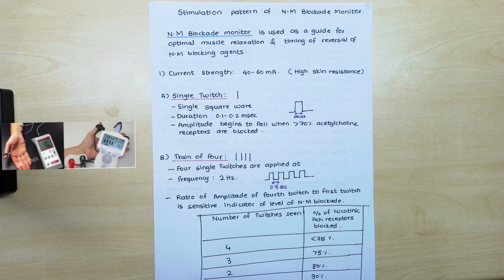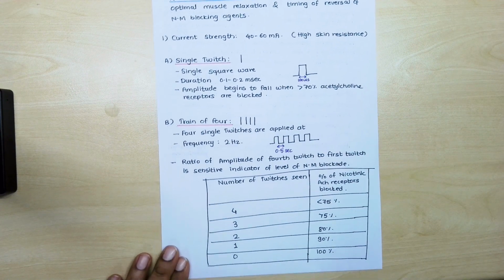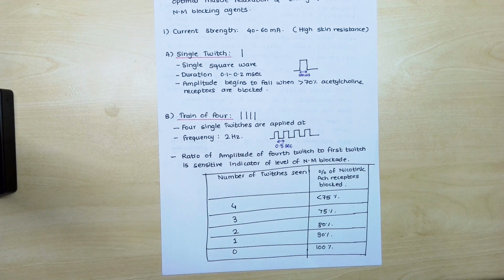Train of 4. 4 single twitches are applied at a frequency of 2 Hz. That means 4 twitches are applied at an interval of 0.5 seconds. The ratio of the amplitude of the fourth twitch to the first twitch is a sensitive indicator of the level of neuromuscular blockade.